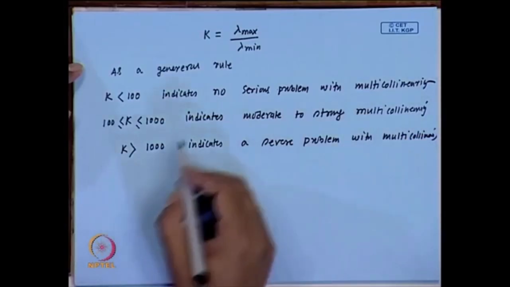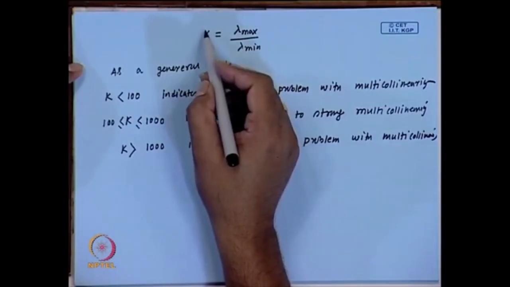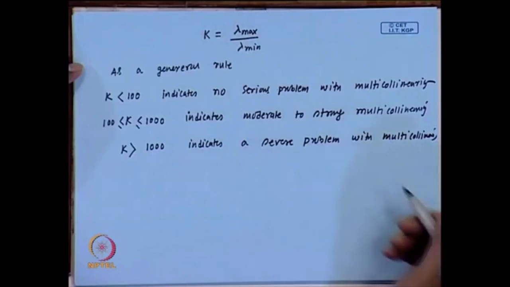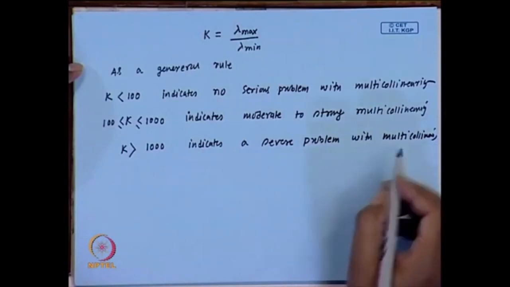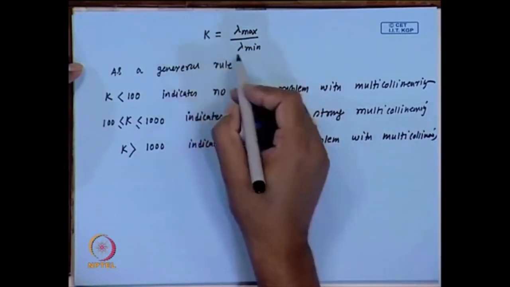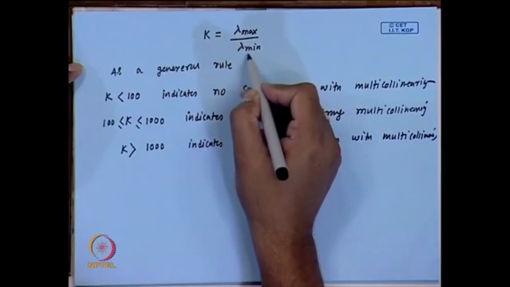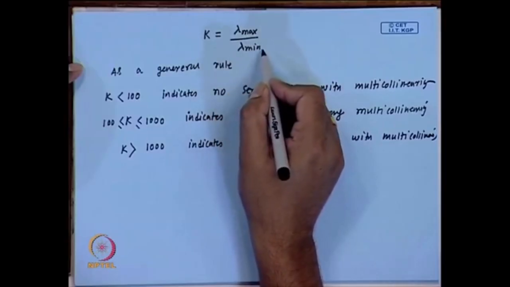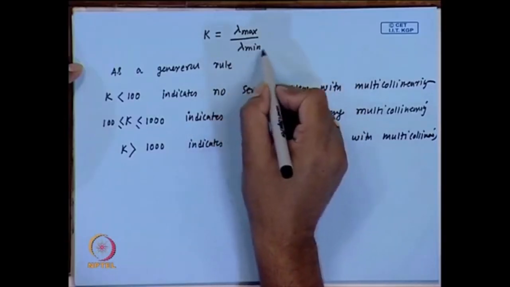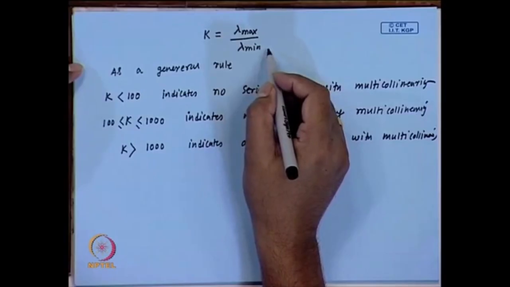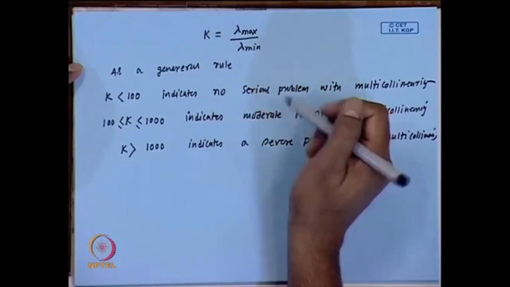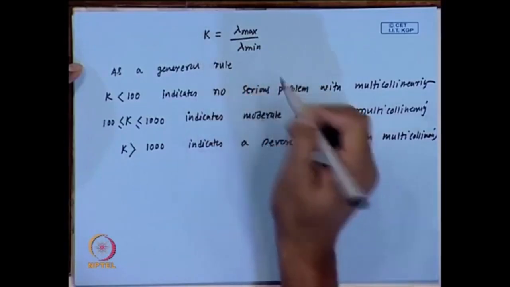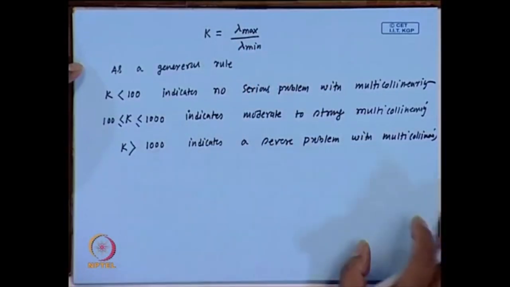Okay, so a large value of k indicates a severe problem with multicollinearity because k will be large when lambda minimum is very small or close to 0. And since lambda minimum being 0 indicates there is linear dependence among the columns of X, that means the presence of multicollinearity.